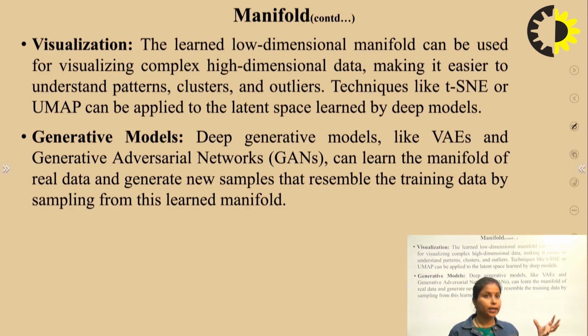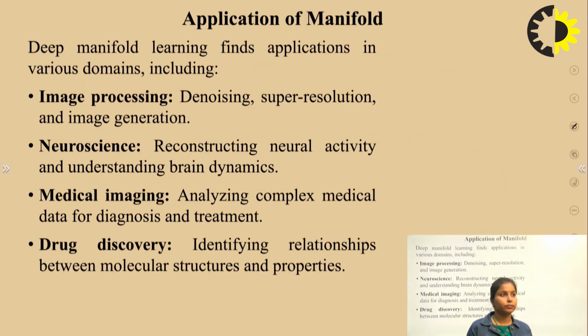Techniques like t-SNE and UMAP can be applied to the latent space learned by a deep model. And we also use generative models like VAEs and generative adversarial networks, which can learn the manifold of real data and generate new samples like the training data by sampling from this learned manifold.